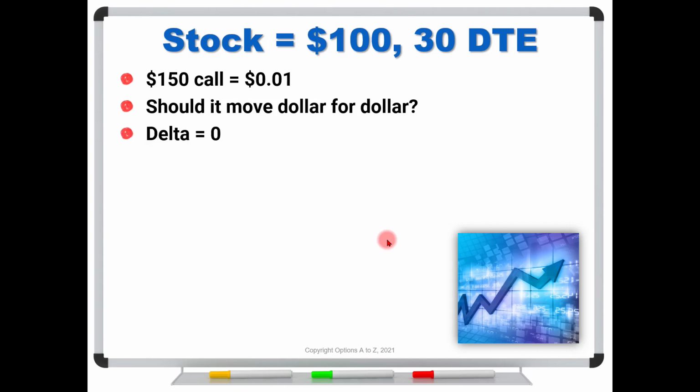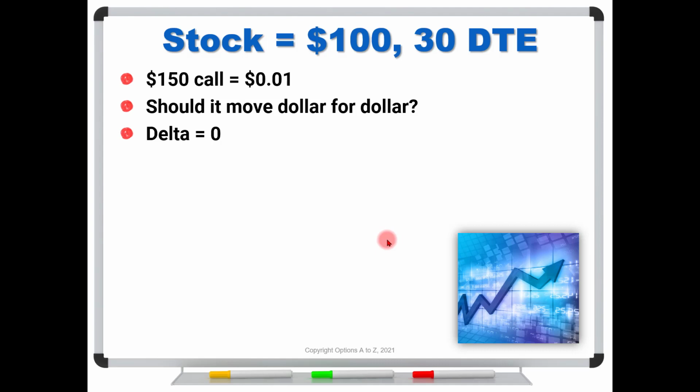And that means if our stock moves from 100 to 101, don't expect this option to jump to 2 cents or to 5 or 10 or to anything else. It's probably going to have a delta of 0 and it's going to sit there dead in the water and not move. Why? Because nobody believes that it's going to be in the money at expiration, at least right now.